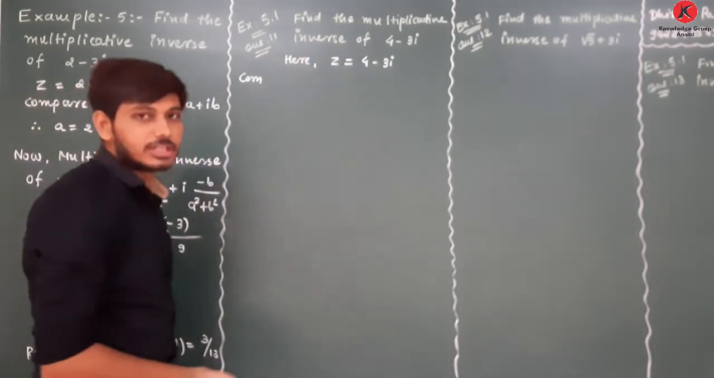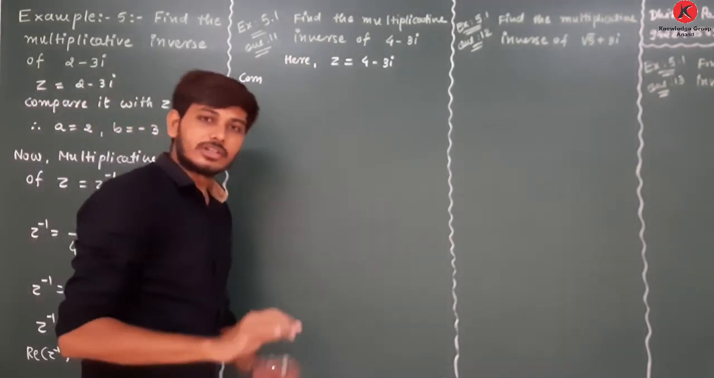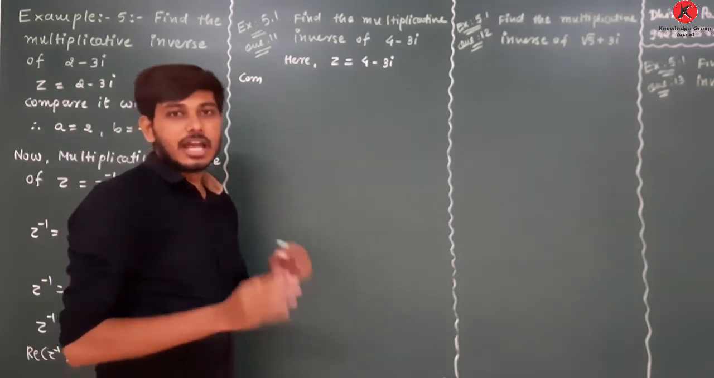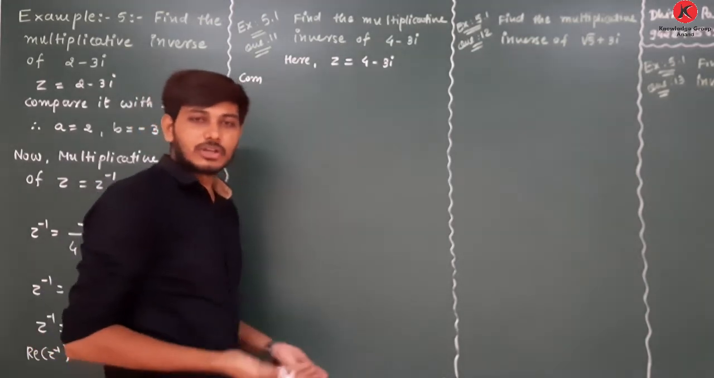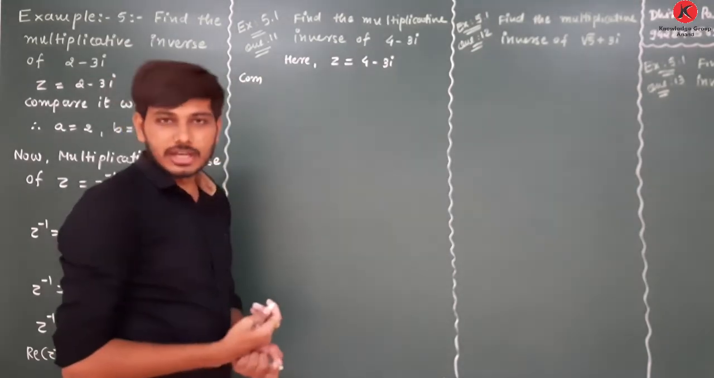How can we convert it into standard form? We know that we can convert any complex number into standard form by using some calculations, which we have already seen.